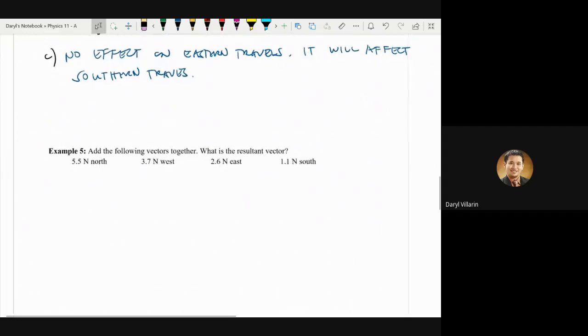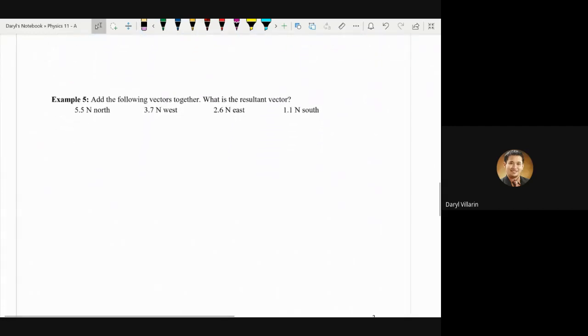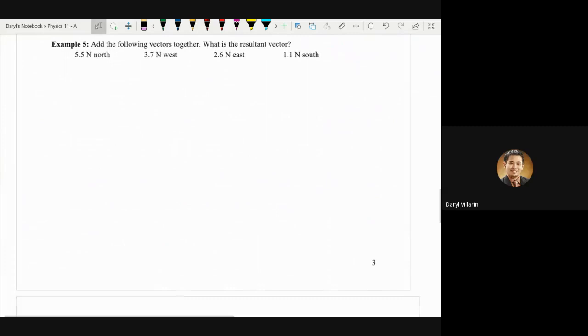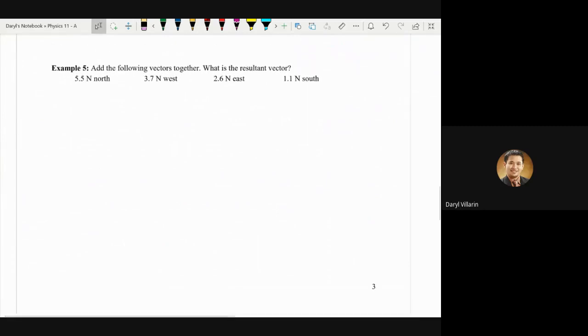For example number 5, I want you to try this one out. I'm going to give you maybe 15 minutes before I discuss example number 5. Okay? So try to do this one independently. You can actually assign different letters, like what I did. You can call this one your vector A. This is your vector B. This is your vector C. This is your vector D. So you have 4 vectors there, and you want to get the resultant vector.